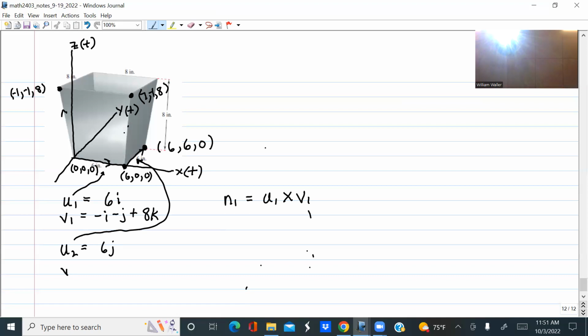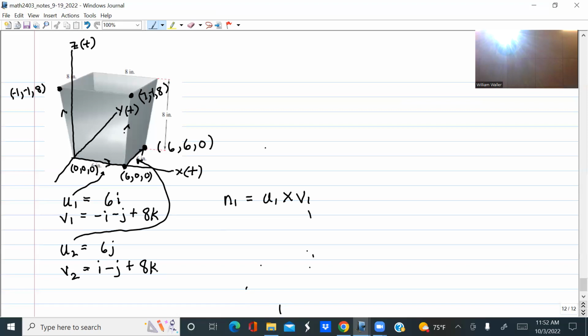And then what about this vector running up that side? We didn't find that one a minute ago, but now we can. What's the first component going to be? You're going from 6 to 7, so that's just i. And then along the y-axis, you're going minus 1, so you're going to have minus j. And then along the z-axis, you're going up 8, so you'll have 8k.